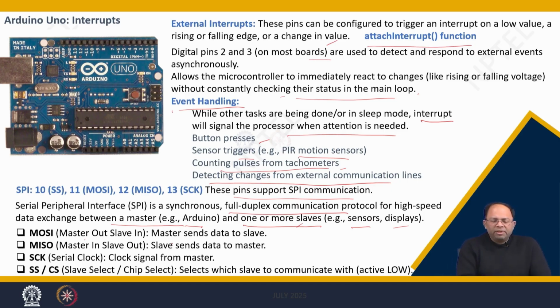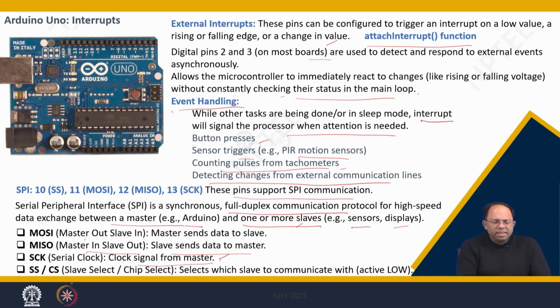MOSI is master out, slave in. Master sends data to slave using this pin. MISO is master in, slave out. Slave sends data to master. Then SCK is the serial clock signal from the master. Some of the sensors require the clock signal as well, so that accordingly they will act based on the timing. So that's why this is there.